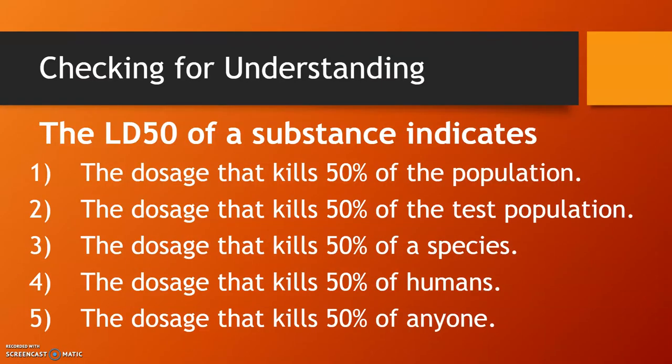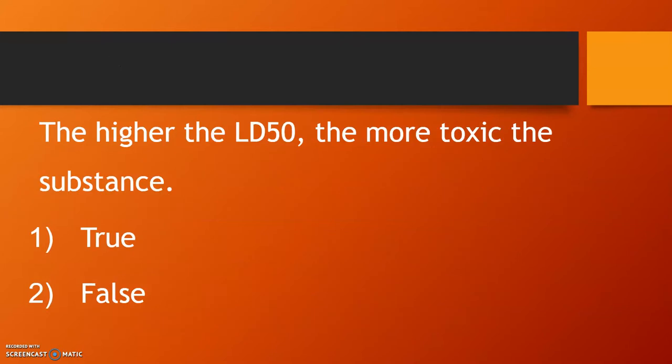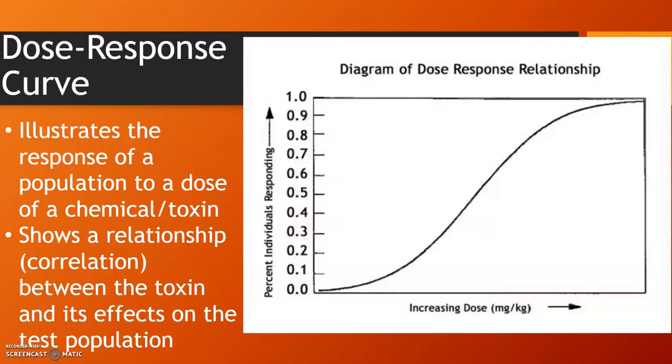So checking for understanding, the LD50 of a substance indicates which one of these things. Take a second and look. And it's going to be number 2, the dosage that kills 50% of the test population. The higher the LD50, the more toxic the substance. Was that direct or indirect? False. The less toxic the substance.